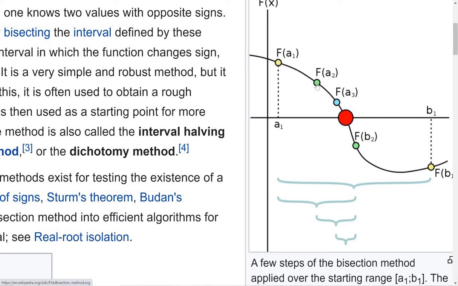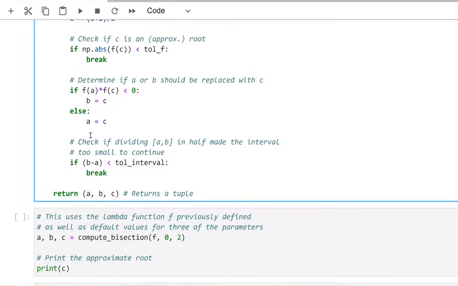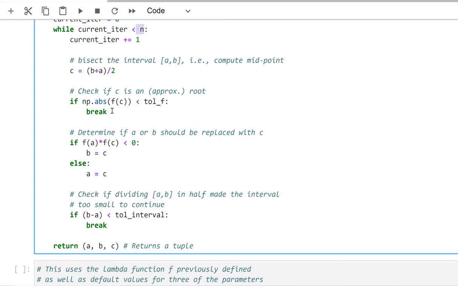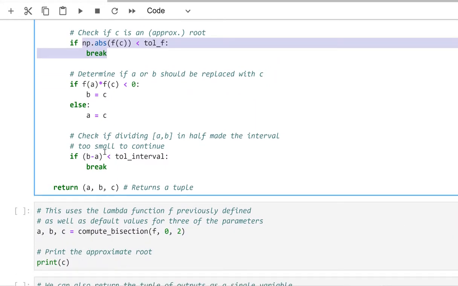And so that means that we need to replace a with this value here as a2 to create this new interval as indicated down by that curly bracket. So that is conceptually what's happening, and we keep doing that until either we reach the maximum number of iterations, which is n, we get a good approximation to the root, or we just simply decide that the way we've updated our interval is too small to continue. And that's where our tolerance on the interval occurs.